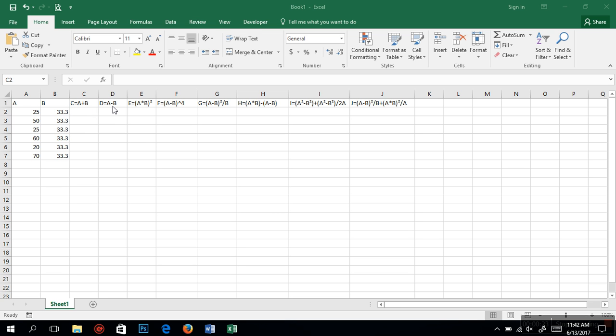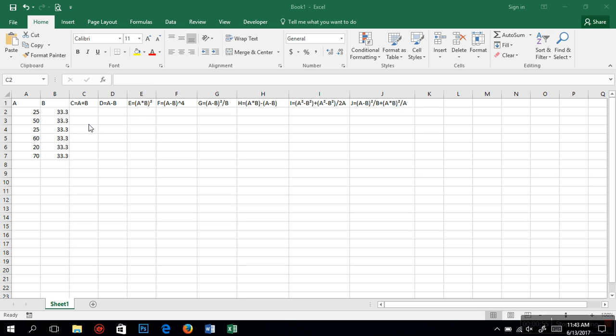for D, which is A minus B, for E, which is A times B all squared, as factors of 1 square, F equal to A minus B raised to the power of 4. For G, A minus B raised to the power of 2 divided by B, H, A times B minus A minus B, I, A square minus B square, factors of 2 squares, plus A minus B raised to the power of 2, still factors of 2 squares, divided by 2A. We have J also, A minus B raised to the power of 2, factor of 1 square, A times B raised to the power of 2 divided by A.